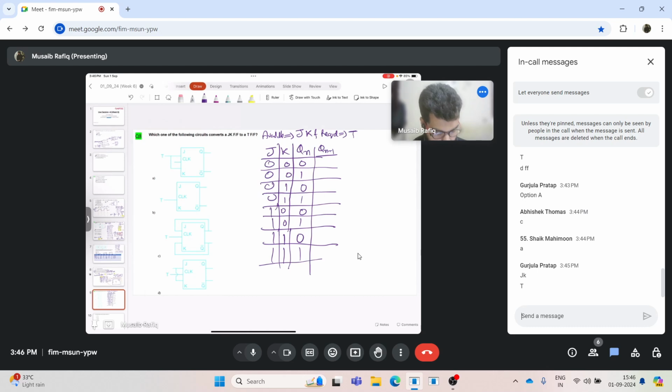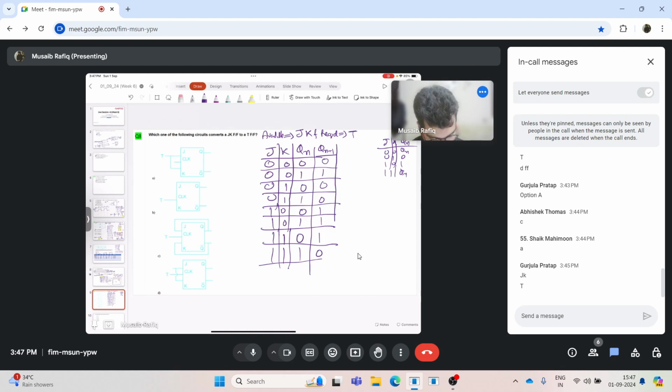So before proceeding, always make a truth table to avoid any confusions. So J K Qn, 0 0 0 1 1 0 1 1. It's Qn, 0, 1, Qn bar. So when J equal to 0, K equal to 0, it's memory. For 0 1, it's 0 0. For 1 0, it's 1 1. For 1 1, it's toggling, right?